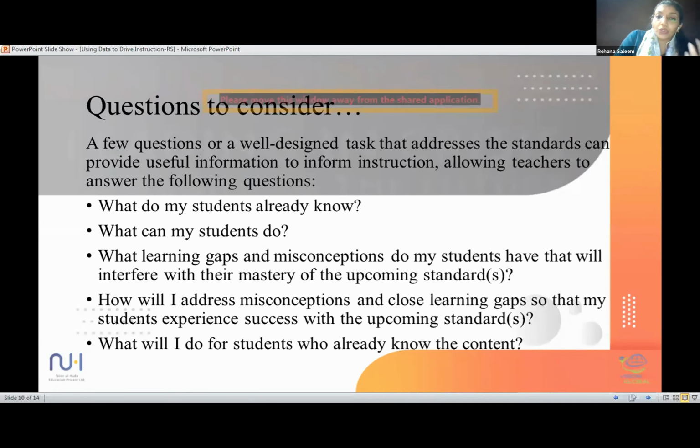What will I do for students who already know the content? Like differentiated instruction, or the students who are high achievers in the classroom, how do we challenge them? But when you're starting the next academic year, probably next week or so, how do you get this data? We can get this data through discussion with the former teachers. If a new batch is coming to me that I've never taught before, I can talk to the teachers who taught them before.